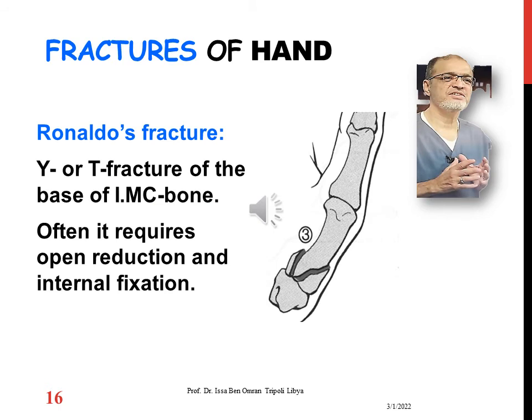A typical metacarpal bone fracture is the so-called Rolando's fracture. It is a Y or T-shaped fracture of the base of the first metacarpal bone. Often it requires open reduction and internal fixation.